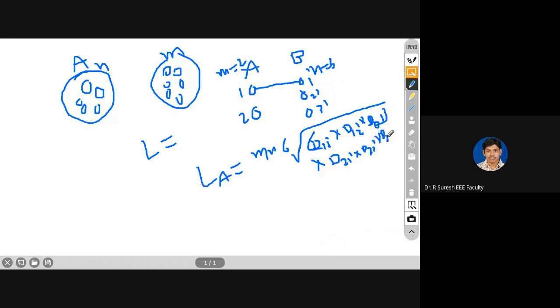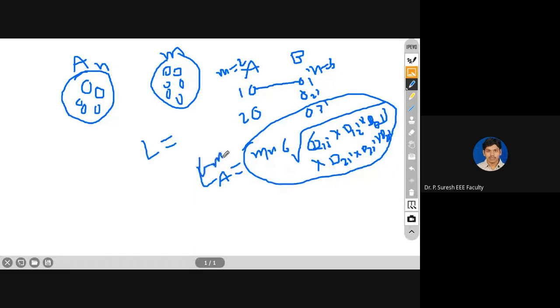So this is the formula for what? This numerator part is called what? The GMD or GMR? Anyone? Mn root of mutual distances is called GMD. So this is the GMD.